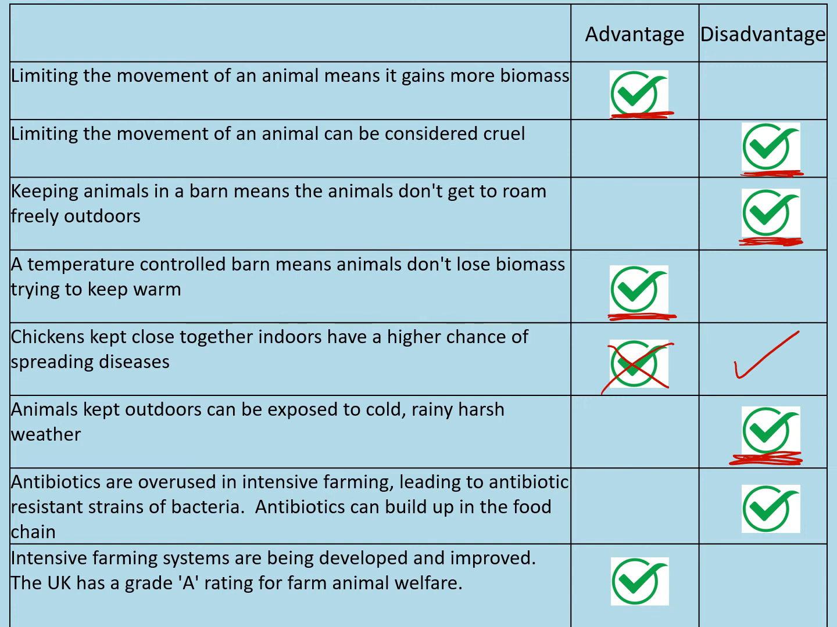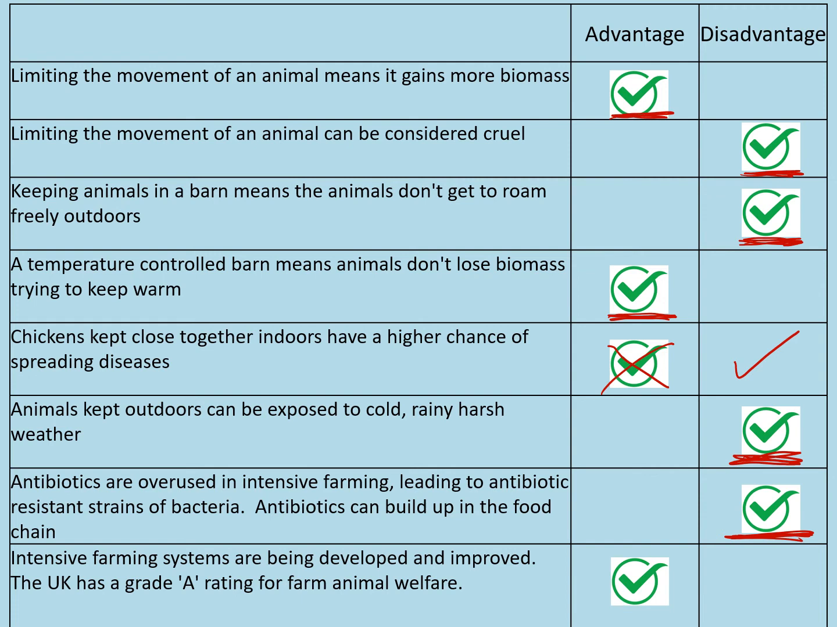Antibiotics are overused in intensive farming, leading to antibiotic-resistant strains of bacteria. Antibiotics can build up in the food chain. That's a disadvantage because we need antibiotics for curing diseases and we don't want antibiotic-resistant strains of diseases developing because they can be really dangerous both for animals and if they mutate and pass into humans, that could be dangerous too.